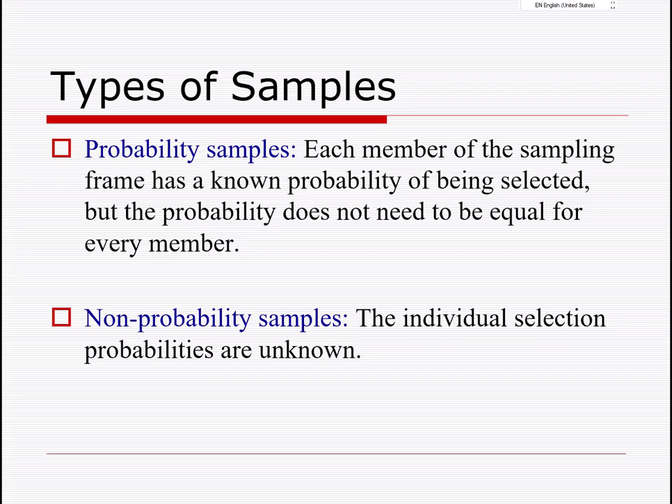We want to try to obtain probability samples when possible. Probability samples rely on random selection, which gives each member of the population a known and non-zero probability of being chosen. The randomness is a crucial part of a probability sample. Common types of probability sample include simple random sampling, systematic sampling, stratified sampling, and cluster sampling. Non-probability samples are when you don't know the probability of selection of each individual.